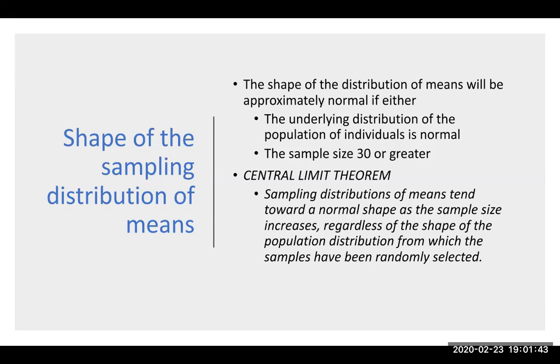So the central limit theorem is saying that the sampling distribution of means tends toward a normal shape as the sample size increases, regardless of the shape of the population distribution from which the samples have randomly been selected. So I'm going to reread this after I show you the proof of my central limit theorem.